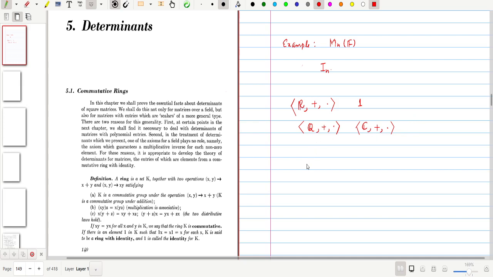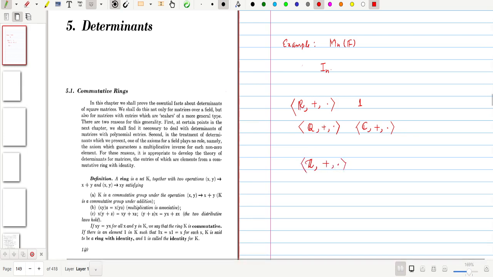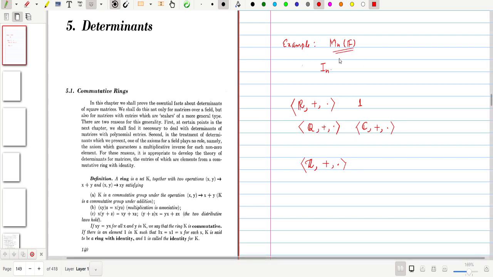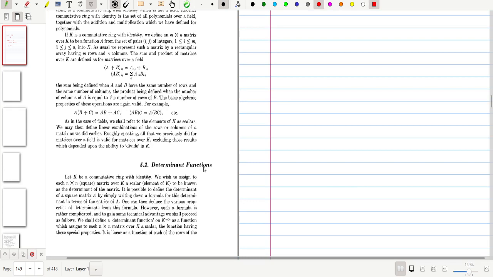And we have Z, the set of all integers, under usual addition and multiplication. This forms again a commutative ring with unity. And this is also a ring, but it is not commutative, even though it contains the identity element, the multiplicative identity or unity. In section 5.2, we will discuss the formal definition of a determinant.